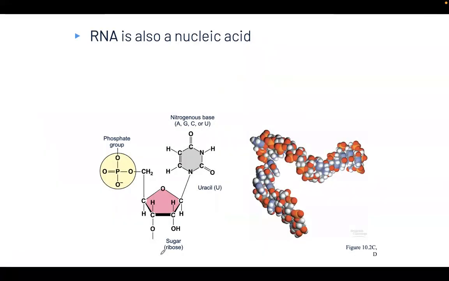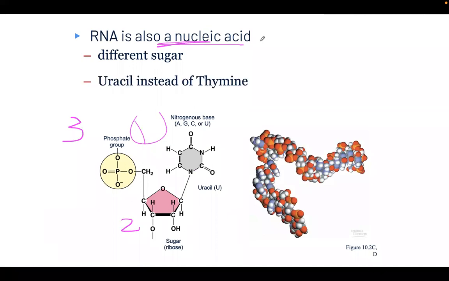So RNA, again, nucleic acid siya. Kasi meron siya ng 3 major components. Okay, so basically, it is a nucleic acid. But it has a different sugar. And then meron lang nagkaroon ng slight differences doon sa ating nitrogenous bases. But all in all, nucleic acid pa rin naman si RNA.